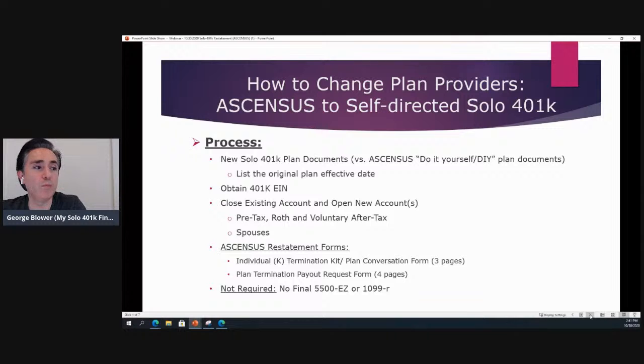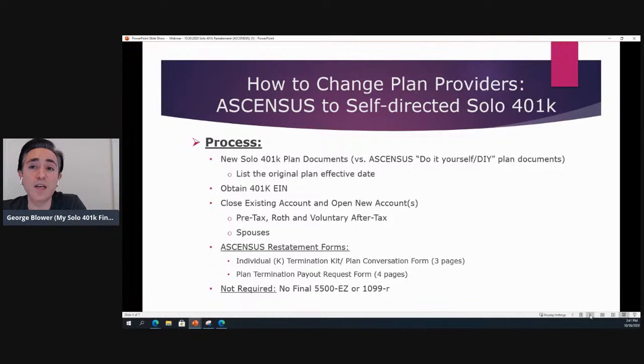We would prepare all the paperwork to get those new accounts set up. Of course, Ascensus will need to be notified of the restatement. There's a conversion process. They have a couple of forms that need to be completed. One is a 3-page set of forms, which is referred to as their Individual(k) termination kit or plan conversion form. Likewise, they have a plan termination payout request form, which is 4 pages. So you can request that from them as part of the process and then send it to us, and we'll complete it as part of our services to make sure that it's completed correctly.